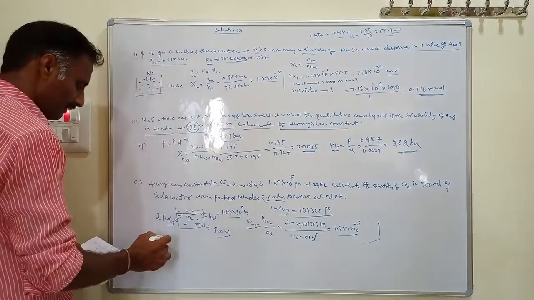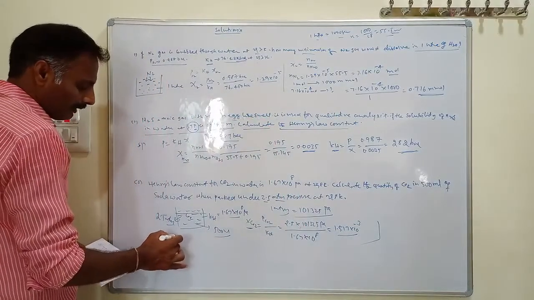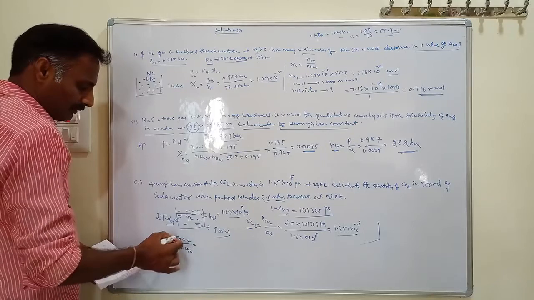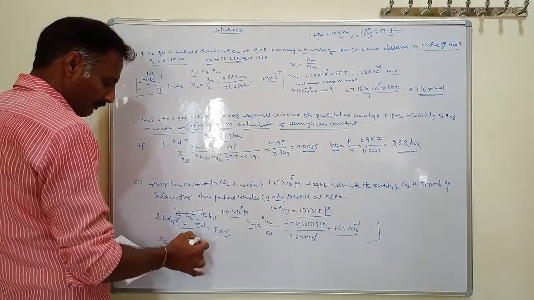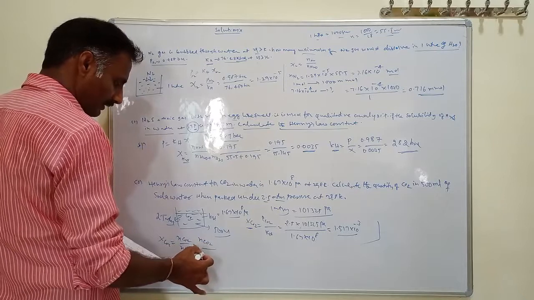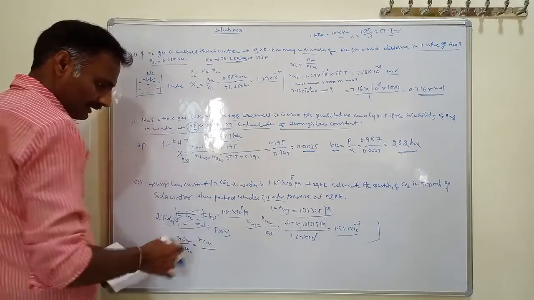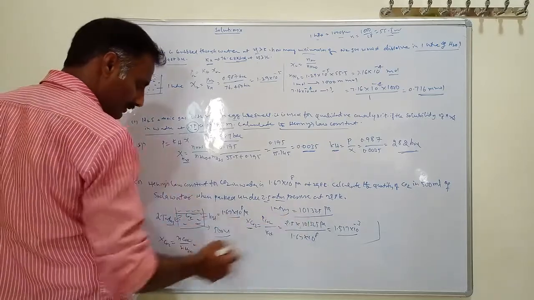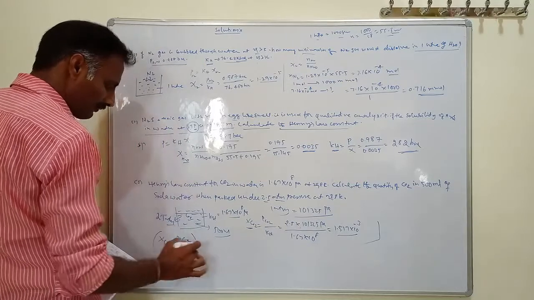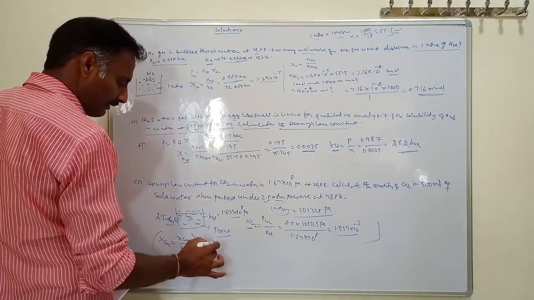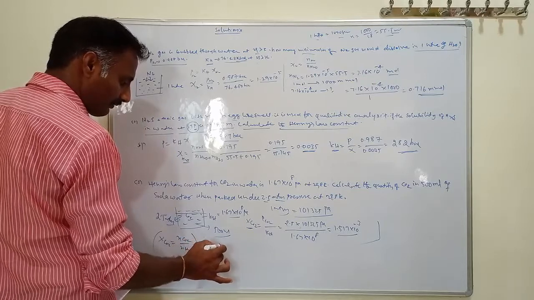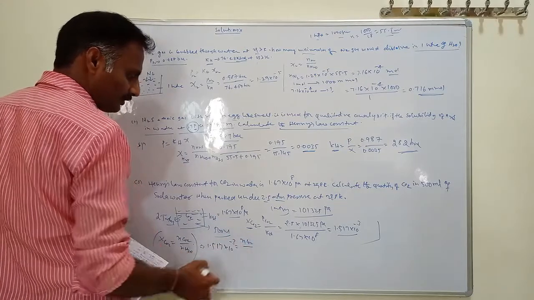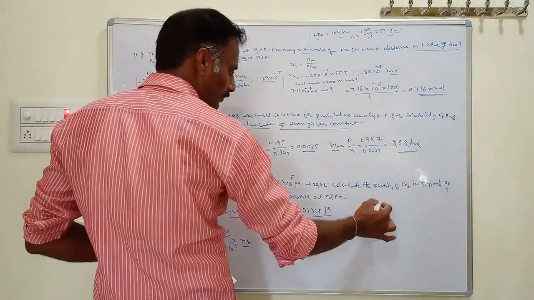Mole fraction of CO2 equals number of moles of CO2 divided by number of moles of water. Here we don't know the number of moles of CO2. Using this expression, the X CO2 value, 1.517 into 10 to the power of minus 3, equals N CO2 divided by N H2O, where N H2O means the number of moles of water.